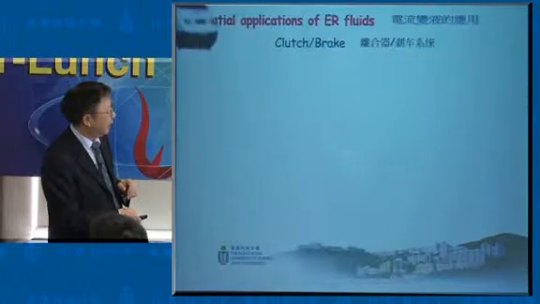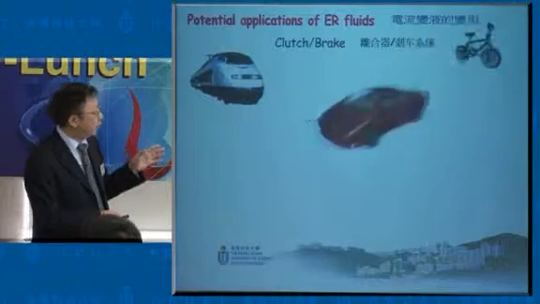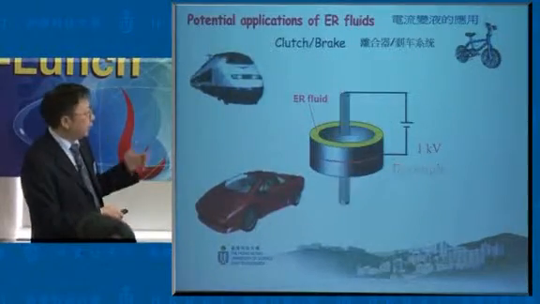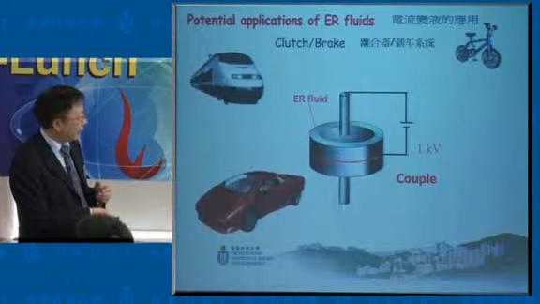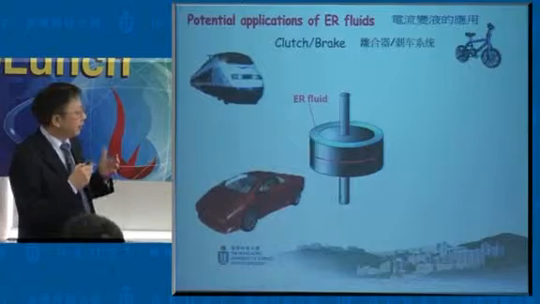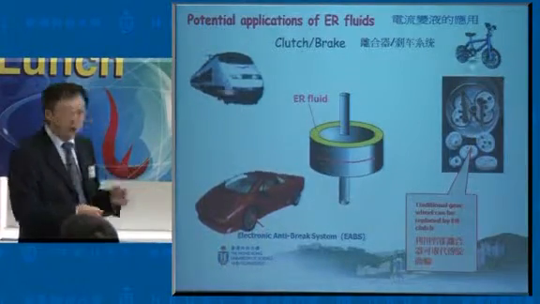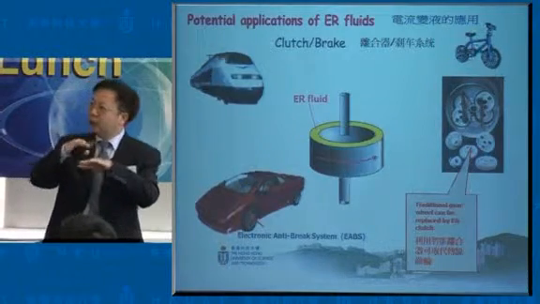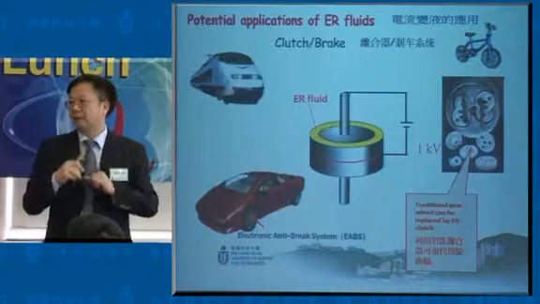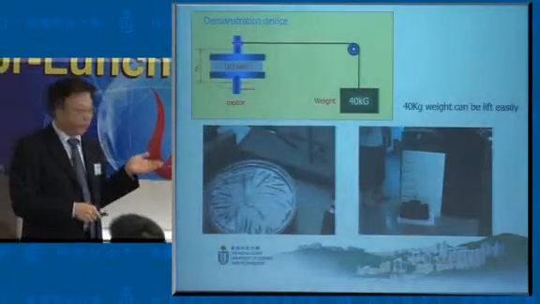And okay, so let me show you how to do this. ER flow actually is very useful for clutch, brake, and damping. So you can see here, you can use it in the train and the car or even bicycle damping. So all of this can use ER flow, and eventually we want to replace our gears. Instead of gears, you have to use smart materials like ER flow. It's very, very useful. Also, we have a demonstration to show you here.